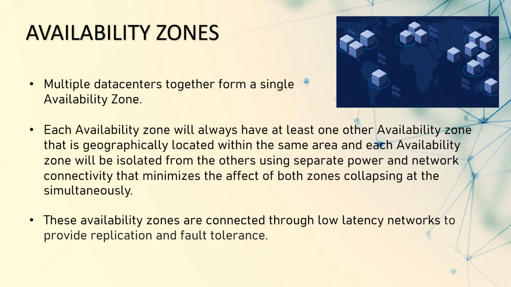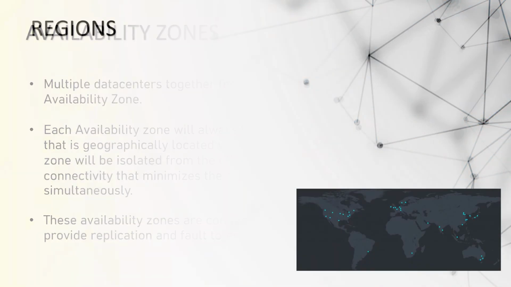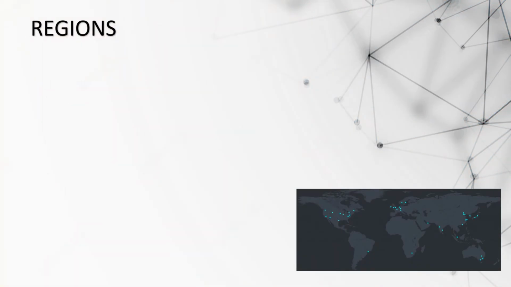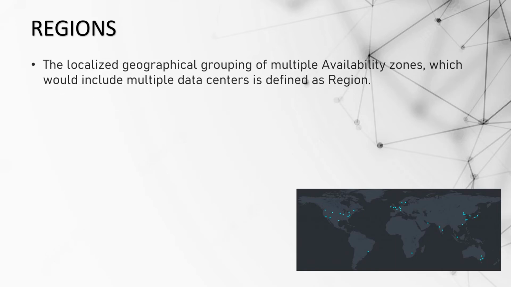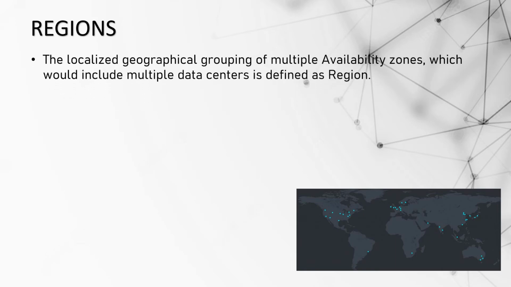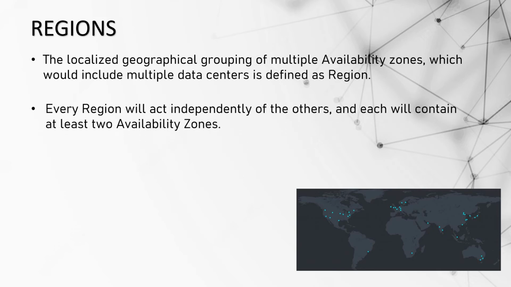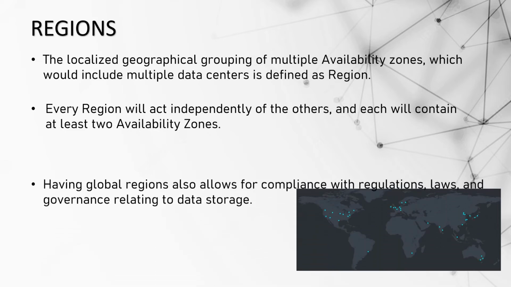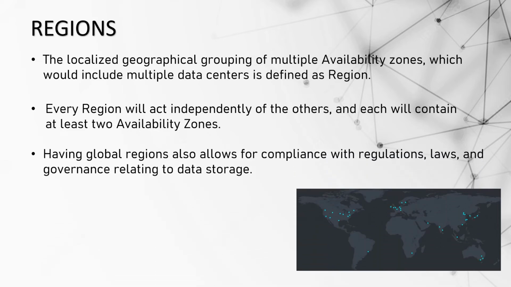Now let's talk about the last component, which is regions. The localized geographical grouping of multiple availability zones, which would include multiple data centers, is defined as a region. Multiple availability zones within a region allow you to create highly available and resilient applications and services. As we know, a region is a collection of availability zones that are geographically located close to one another. This is generally integrated by availability zones within the same city.